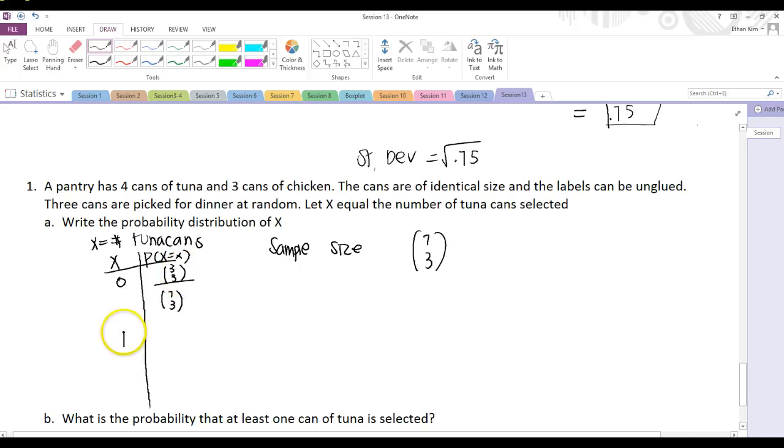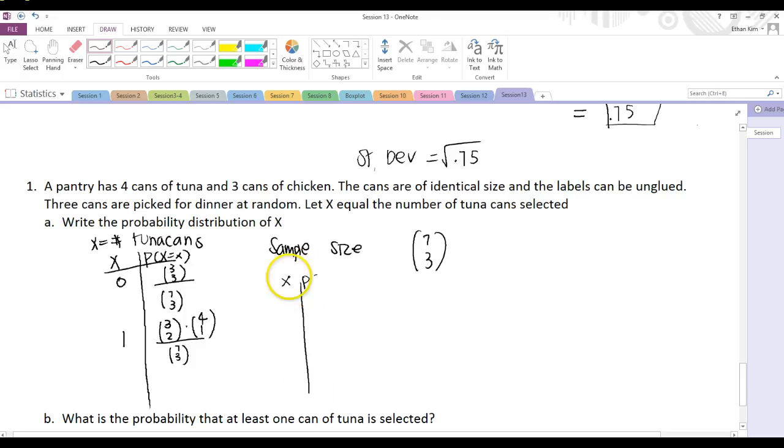For 1, what is this? This is a sample size for all of them, but we're choosing 2 chicken and 1 tuna, right? So that's going to be, out of 3 chicken, we're going to choose 2, and out of 4, we're going to choose 1, right? So that's x equals 1.